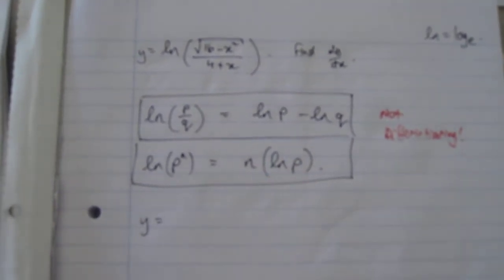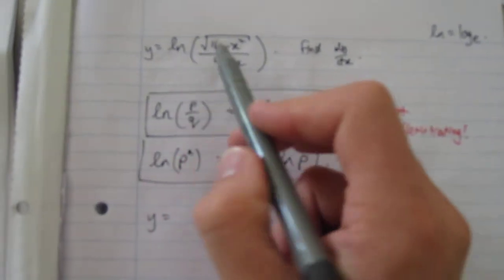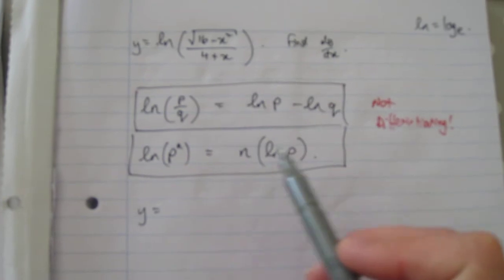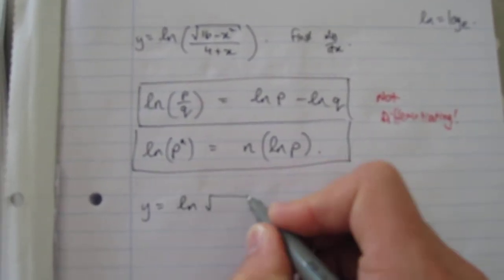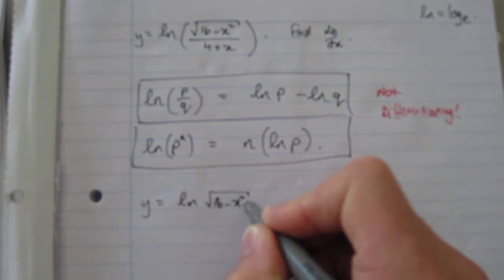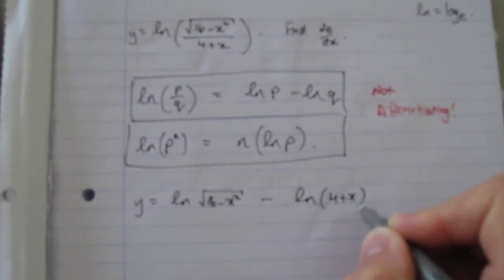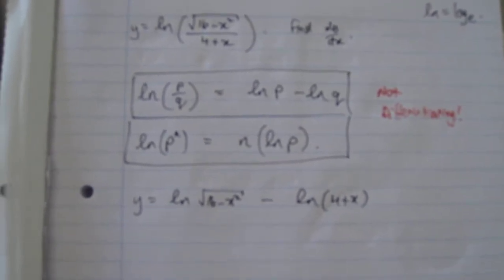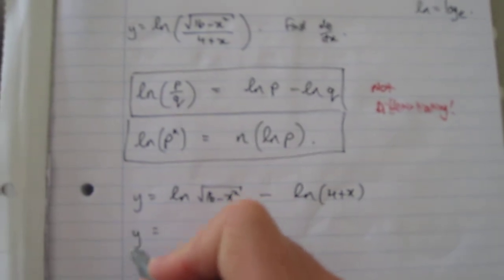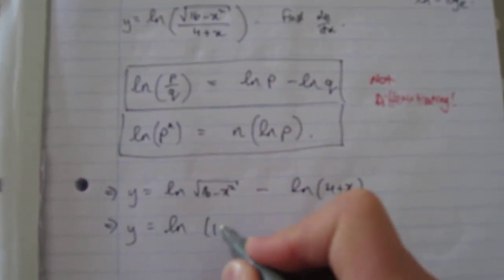So we still have y equals because we haven't got dy dx yet. So it's ln of a top line over a bottom line. So from the first of these laws, that's ln of the top line, square root of 16 minus x squared, minus ln of the bottom line, 4 plus x. Now this square root we don't particularly like. It would be nice if we could get rid of it. So again, before we even start differentiating, we're going to write that square root as a power.